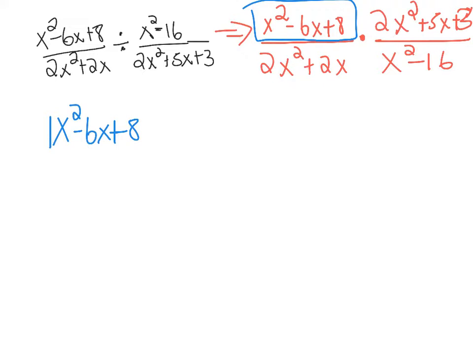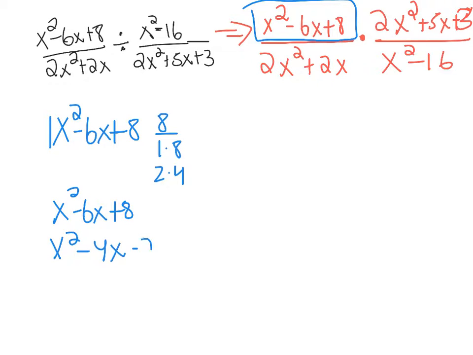So I have three terms, which means I need to do the AC method. So I do 1 times 8, which gives me 8. Factors of 8 that will add or subtract to 6 are 2 and 4. So I'm going to rewrite my trinomial as a polynomial with 4 terms. Let's rewrite it as x squared minus 4x minus 2x plus 8.